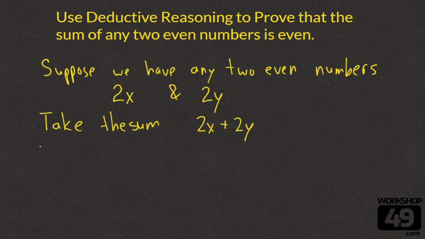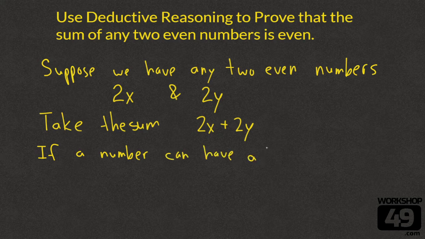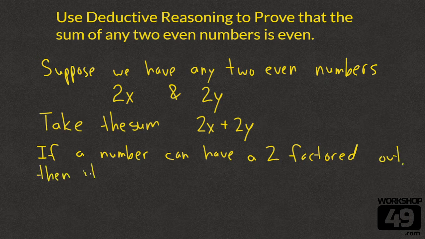And this general rule is, if a number can have a 2 factored out, then it is even. And really, that's what we used up above here. 2 times any number must be even.